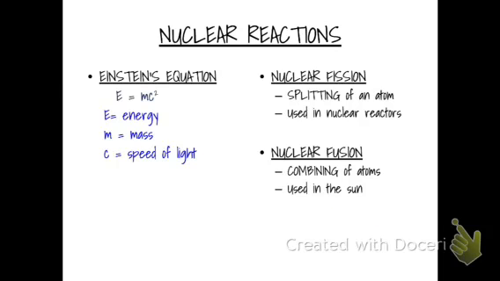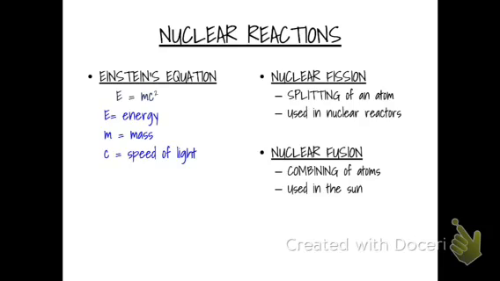Now there's some nuclear reactions. Einstein's equation is E equals mc squared, which you guys have seen, I'm sure. E is for energy, m is mass, and c is the speed of light. Now, the speed of light used to be thought of as the fastest thing in the universe, and then they found out that electrons travel faster, so that changed things up a little bit. But that's still the equation.